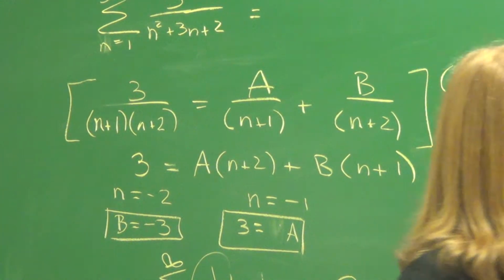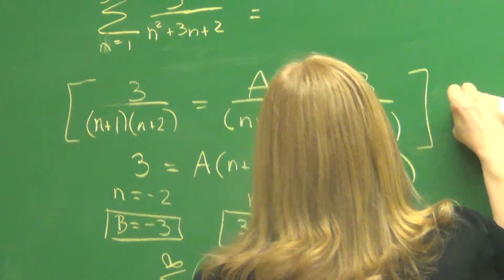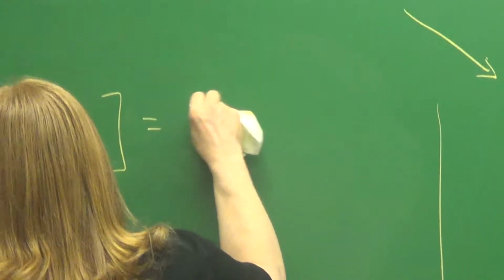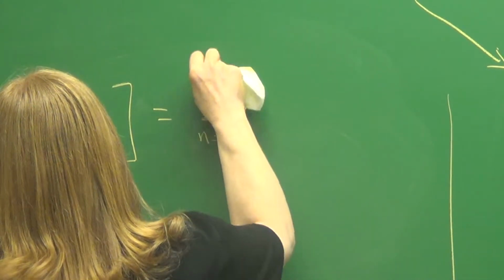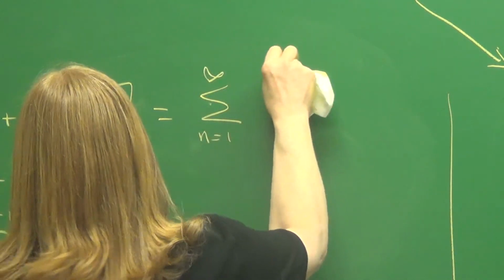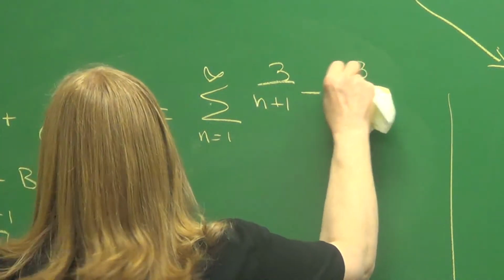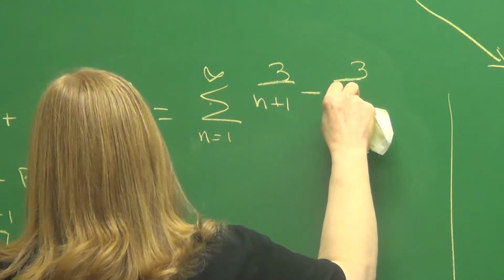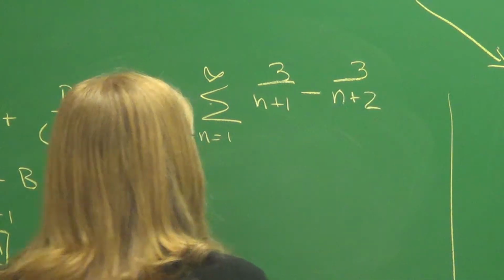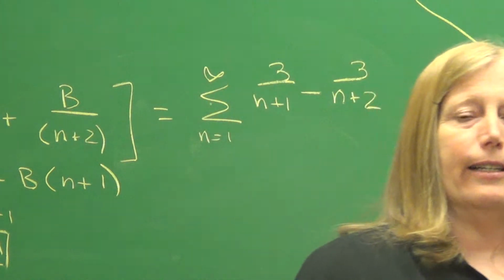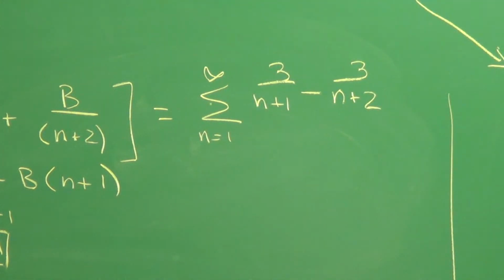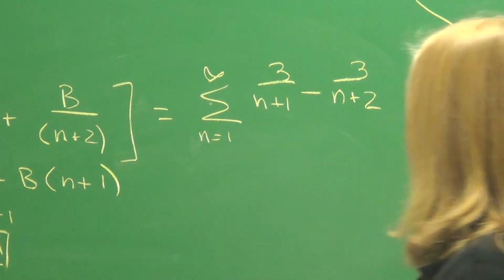Alright, so I'm gonna rewrite this. And it's gonna be the summation, n equals 1 to infinity of A, which was 3, over n plus 1, minus 3 over n plus 2. Now, I prefer to get the 3's out of there because they're going to create fractions when I generate stuff. There's going to be fractions, but they're less tedious fractions.